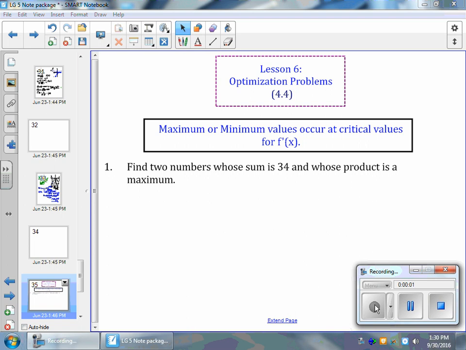All right, the last lesson in Learning Guide 5 is Lesson 6 called Optimization Problems. Now, this is really switching gears from what we have been discussing in the last few lessons, which is drawing graphs. This is, again, really switching gears. What we're looking at now is basically the application of derivatives.